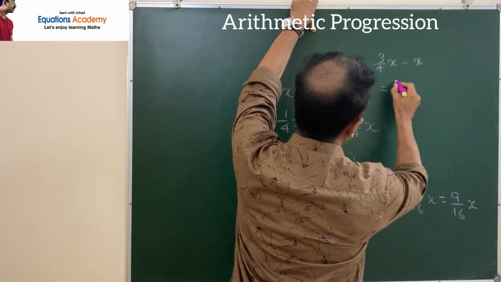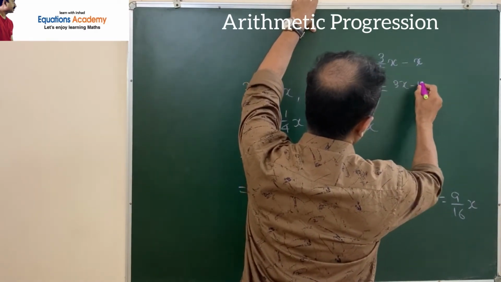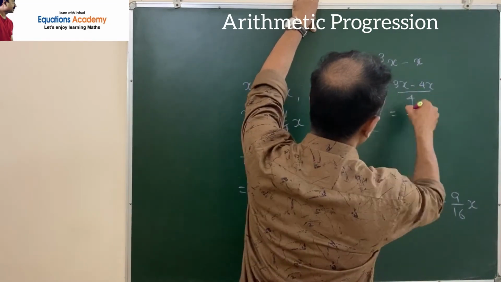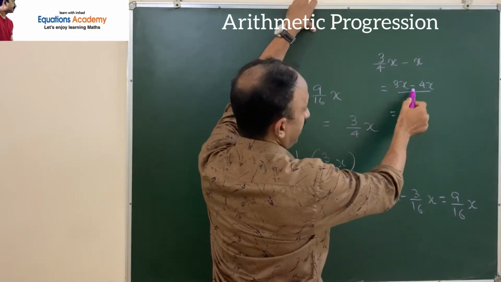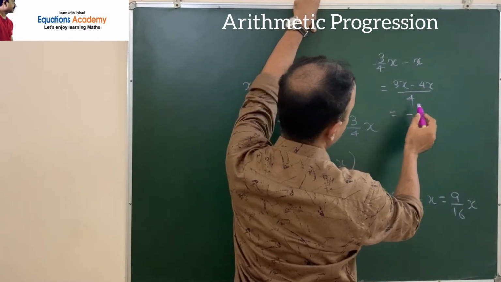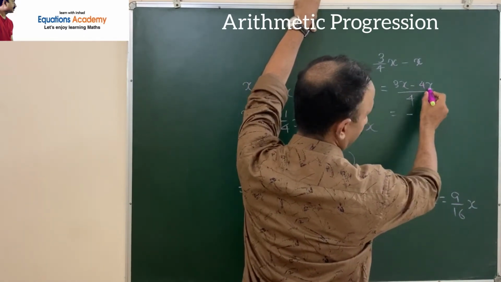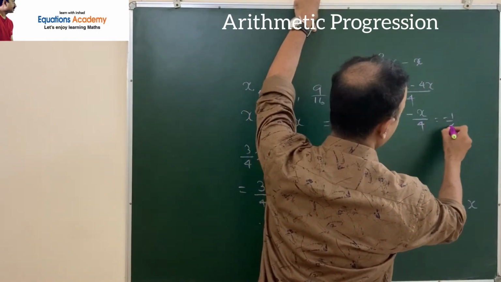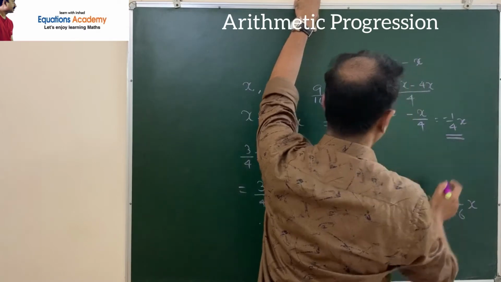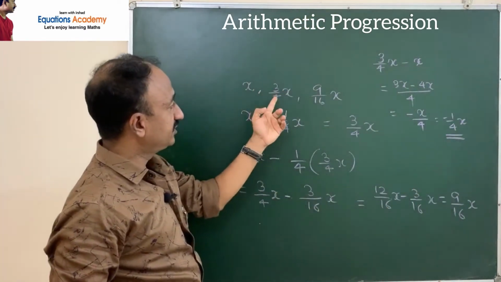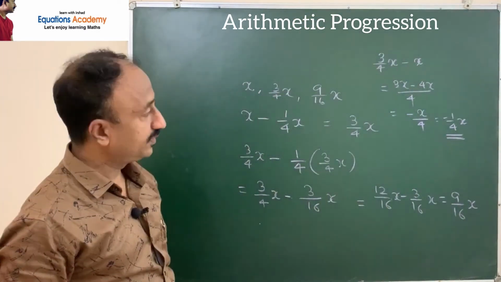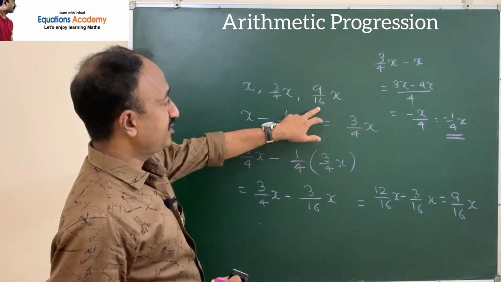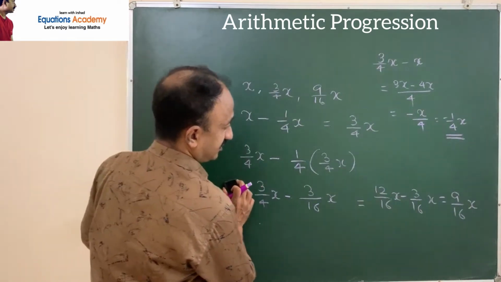This is equal to (3x minus 4x) divided by 4. This is equal to minus x by 4, or minus 1/4 x. This is the difference between this quantity and this quantity. Now, what about the difference between 9/16 x and 3/4 x?